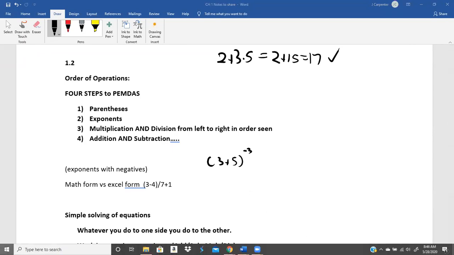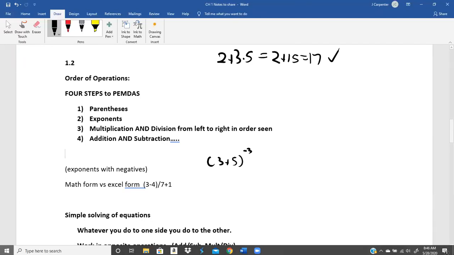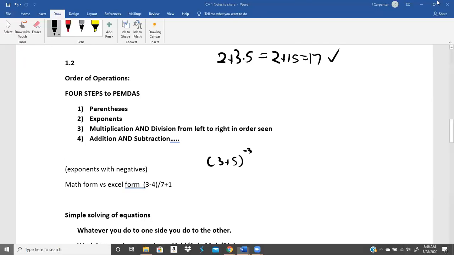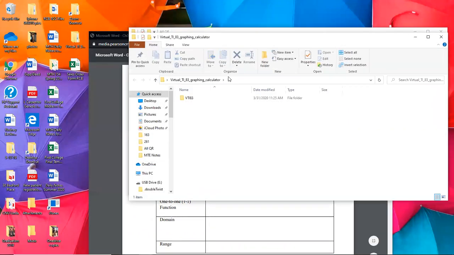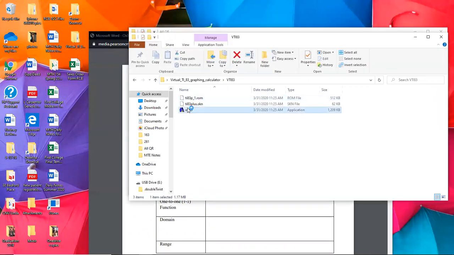Give me a second. Come on. Let me minimize. I would love to have a computer that's actually mine for this.